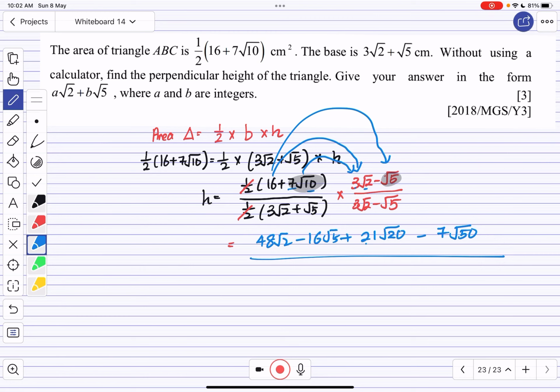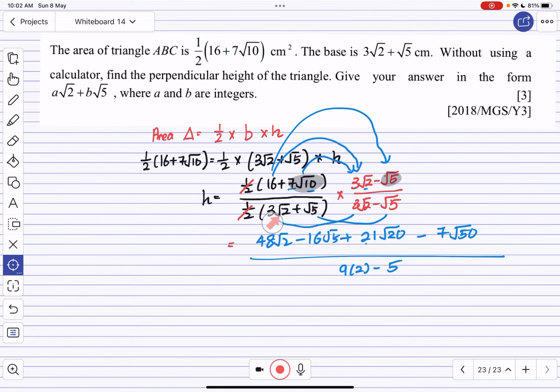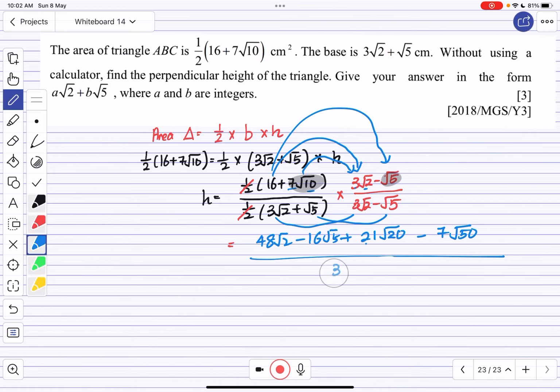So from here next, for the denominator, it's just a square minus b square. So it's 9 times 2 minus 5, because square of 3 square root 2 is just 9 times 2, 18. Square of square root 5 is just 5. Now maybe I don't skip steps. Let me just write it out properly so that it doesn't confuse the person viewing this, right?